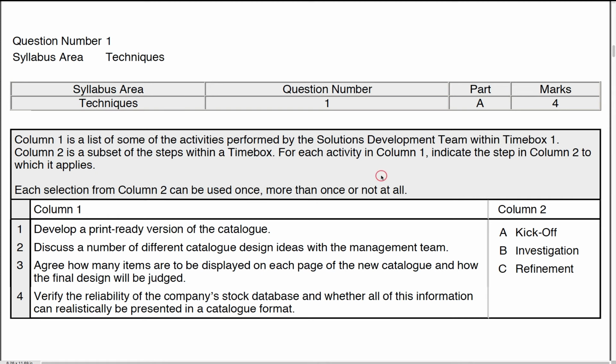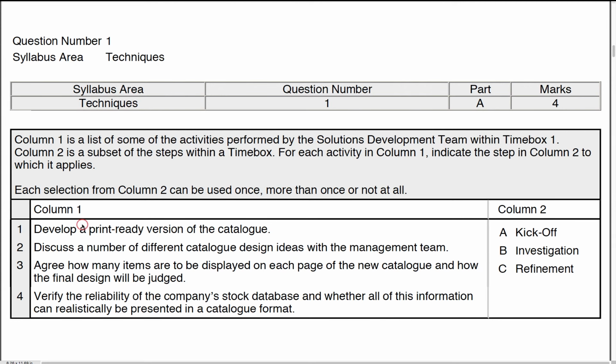So the first thing to note with the question layout is that we have 2 columns, with statements on both sides, and the idea is to match up a statement in column 2 with that in column 1. Now, in this case, because there's not the same number of statements on both sides, it's very evident it's going to be once, more than once, or not at all. If there is the same number on both sides, then check, because it may be once and once only. So let's have a look at the information here.